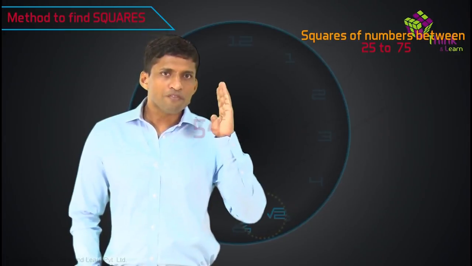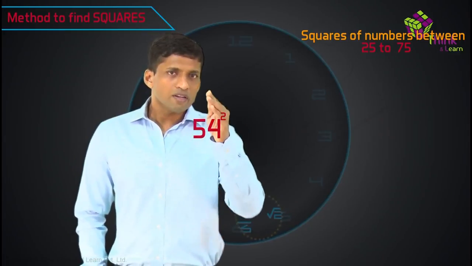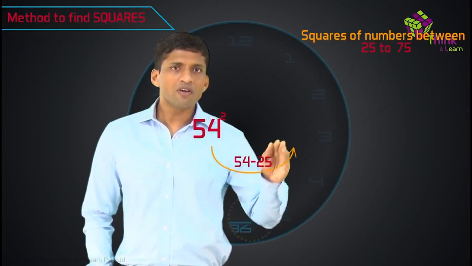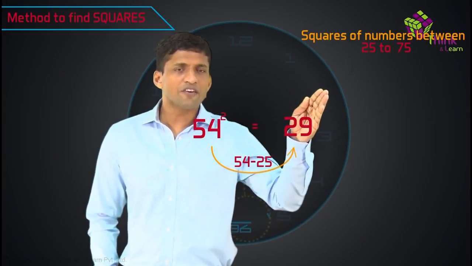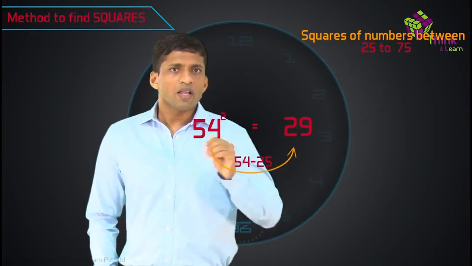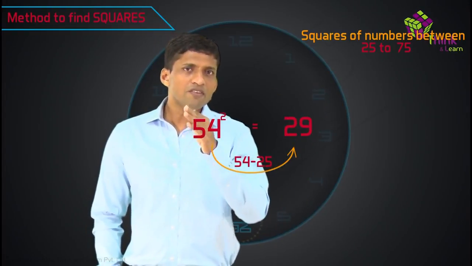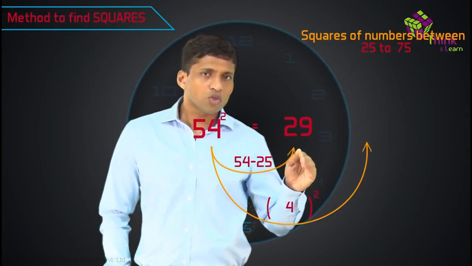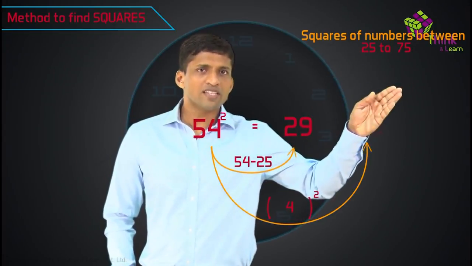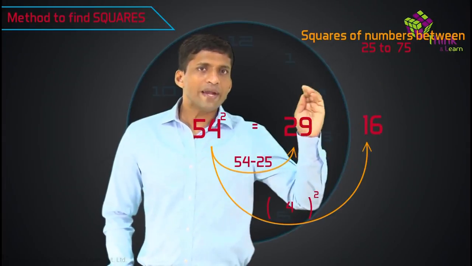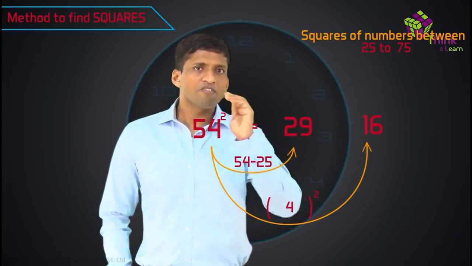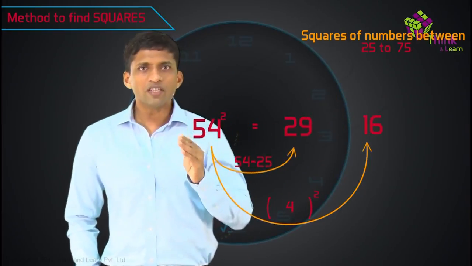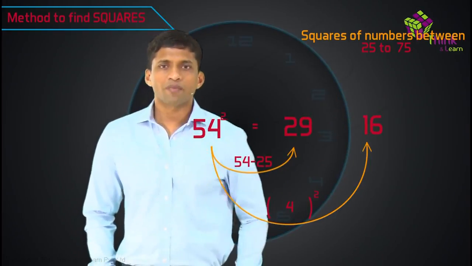To find 54 square, take the difference from 25, that is 54 minus 25. We get 29 as the first two digits. Then take the difference from 50, which is 54 minus 50. So you get 4. Square of that, you write as the last two digits, 16. So 29, 16. 54 square is 2916. Very simple, right? Method is easy and interesting.